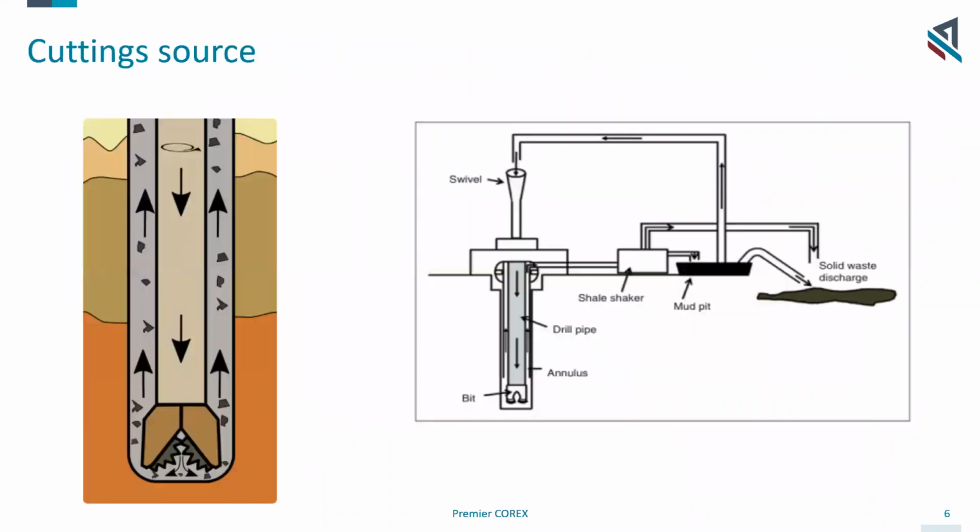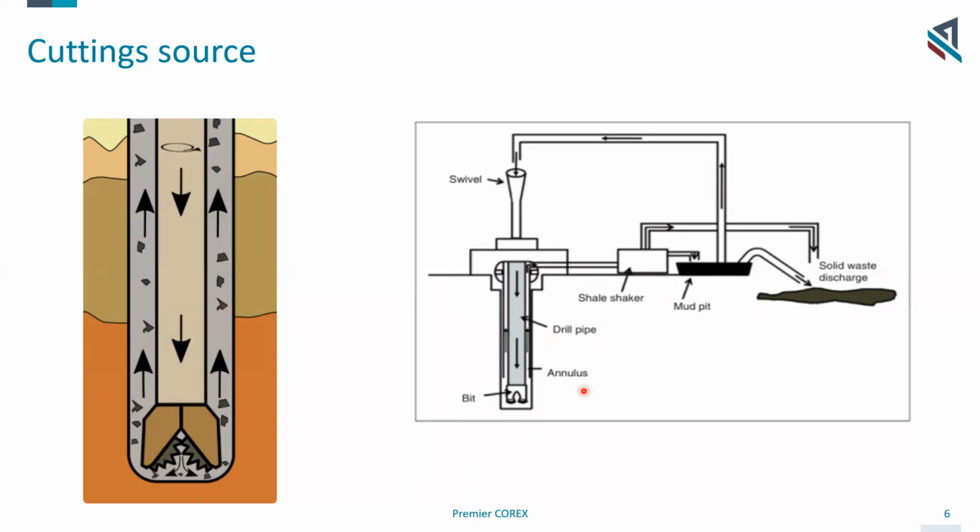So just a quick recap on where the cuttings come from. For those of you who are not familiar, this is the schematic here. This schematic shows the business end of the drill string with the drill bit. We've got drilling fluid coming down the pipe, and then the cutting edge here. The cuttings are then washed to the surface, and that's where we're able to collect them.